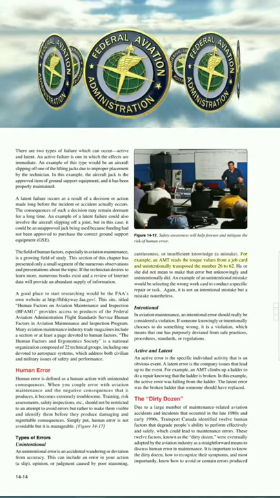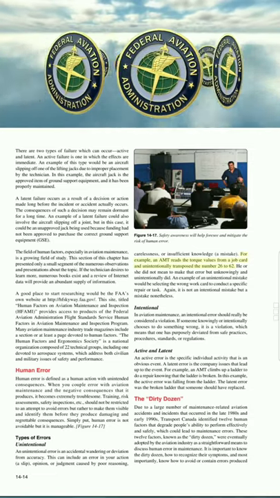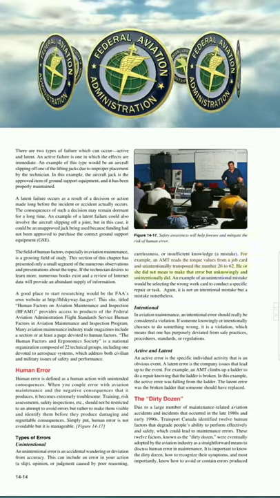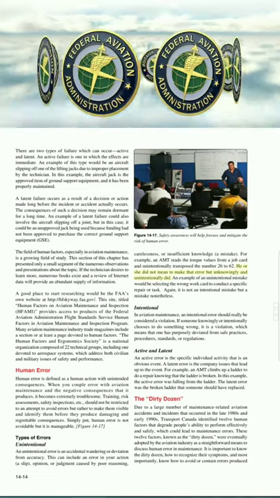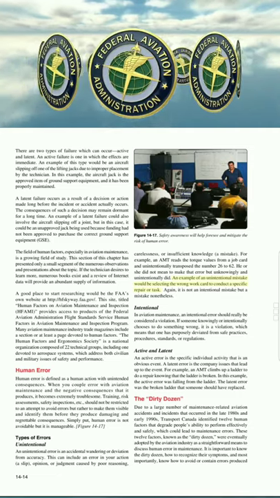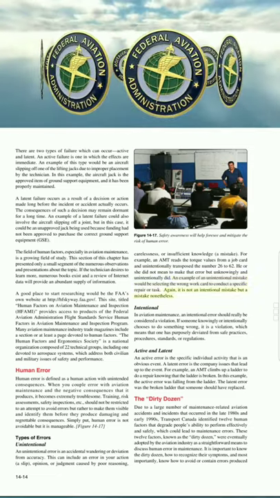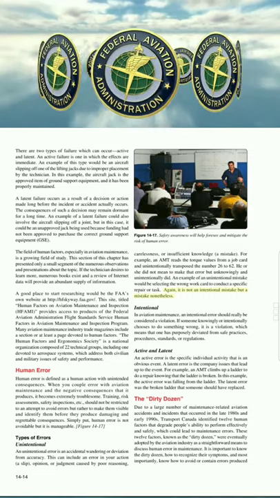For example, an AMT reads the torque values from a job card and unintentionally transposes the number 26 to 62. He or she did not mean to make that error, but unknowingly and unintentionally did. An example of an unintentional mistake would be selecting the wrong work card to conduct a specific repair or task. Again, it is not an intentional mistake but a mistake nonetheless.